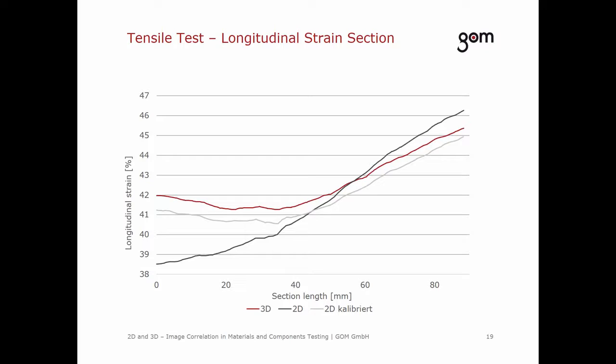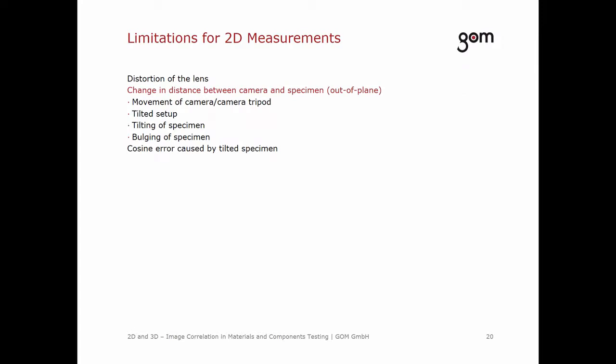This means that even if you have a good measuring setup, the calibrated 2D measurement shows an offset. In the uncalibrated 2D measurement, you have a relative error of around 7% if you compare the values here. Let's have a look at the next limitation, change in distance between the camera and the specimen.